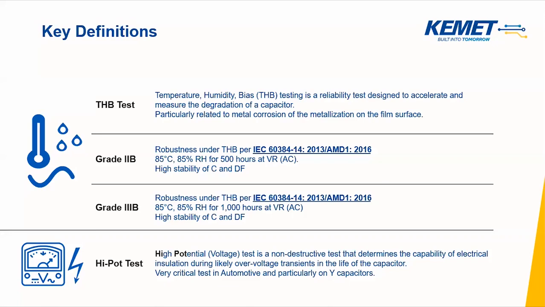Here I am limiting it to only two grades in connection with the focus products, which would be shown later. So grade 2B, here the acceleration test is basically carried out at 85 degrees centigrade and 85% relative humidity for 500 hours at rated AC or DC voltage. For grade 3B, the same test is carried out for 1,000 hours at rated AC or DC voltage. What does this imply? That these tests basically ensure that the capacitance and dissipation factor are highly stable during their expected lifetime.